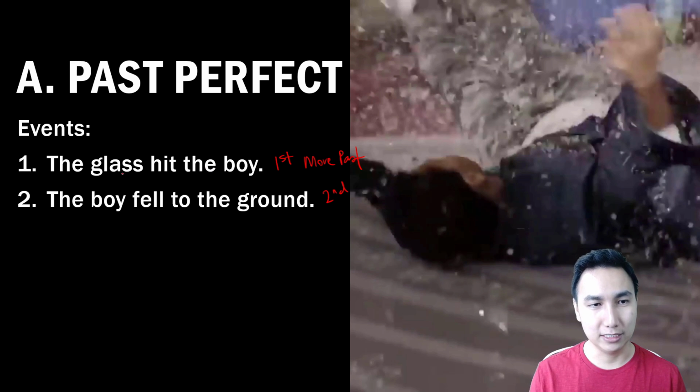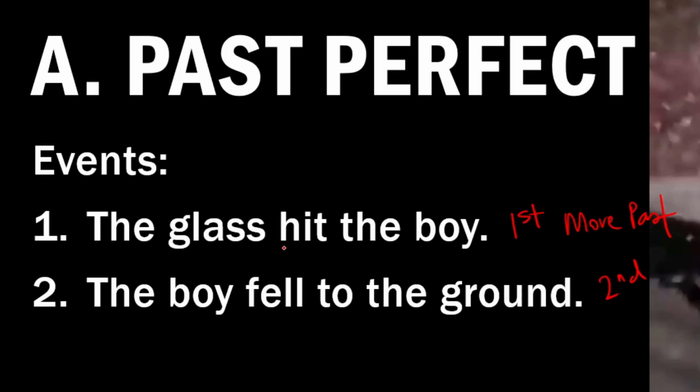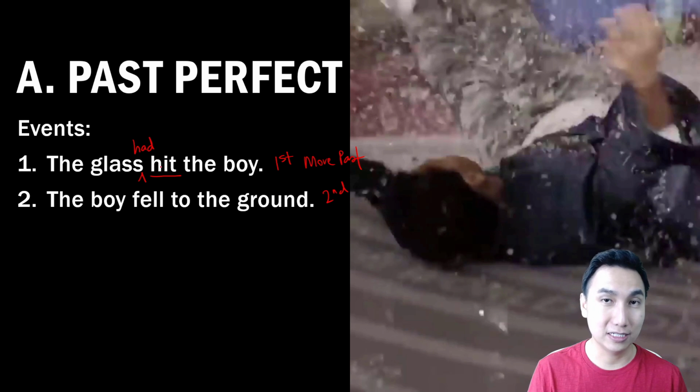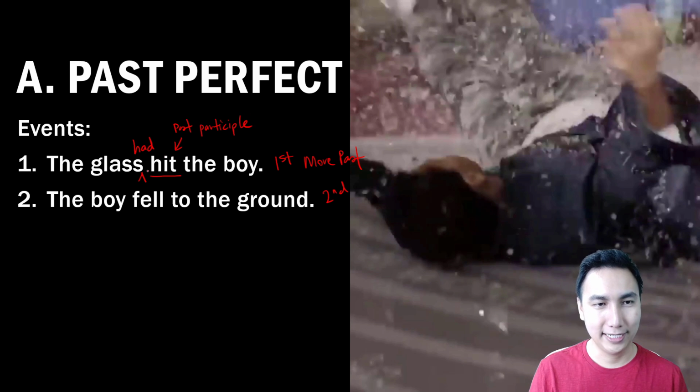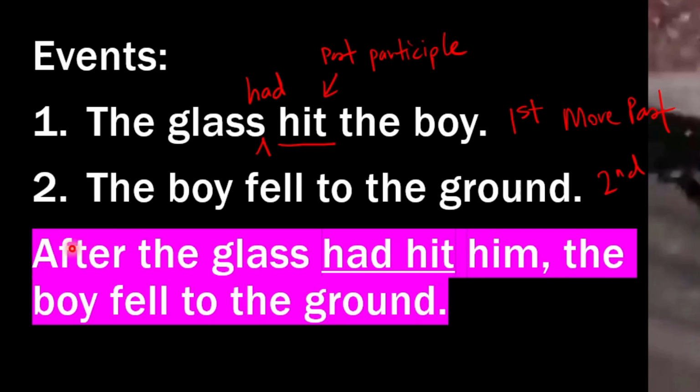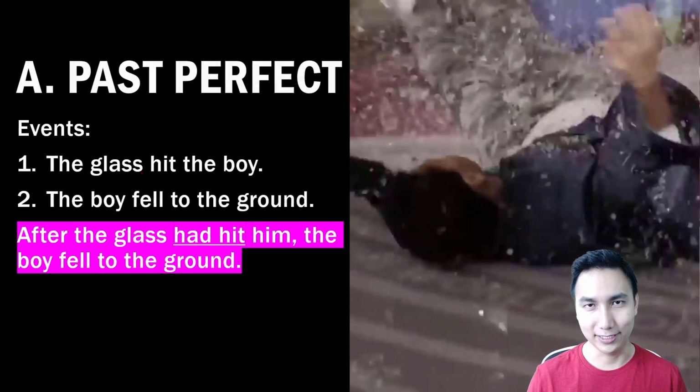So if you want to put these two together in one sentence, change one of them and add past perfect to show which one is more past. So change the verb hit, add a had in front, change this simple past into past participle. So in this situation, hit is an irregular verb, so the past participle is still hit. Just like in this example. After the glass had hit him, the boy fell to the ground. Let's take a look at another one.